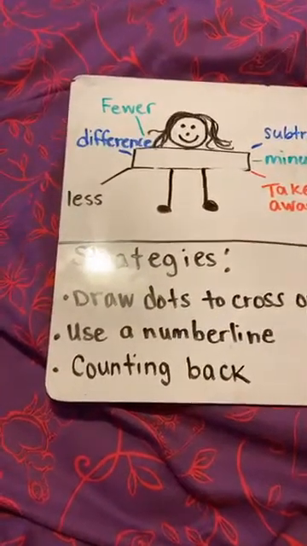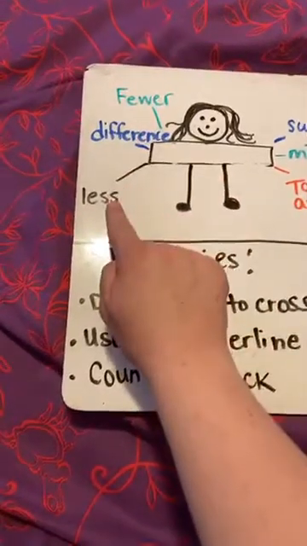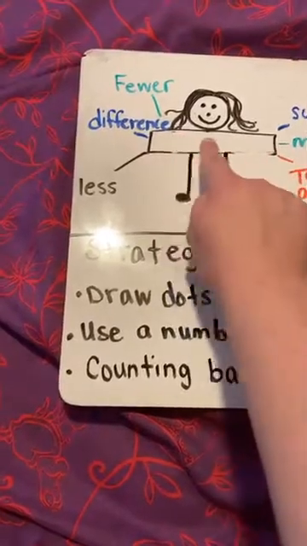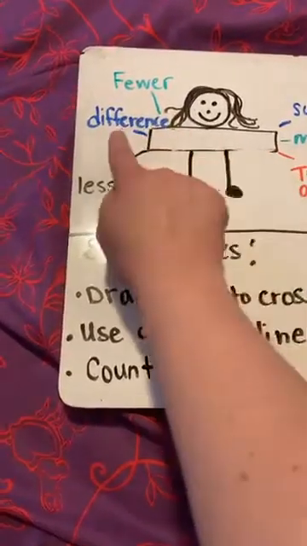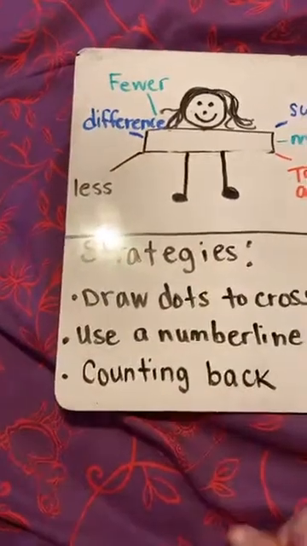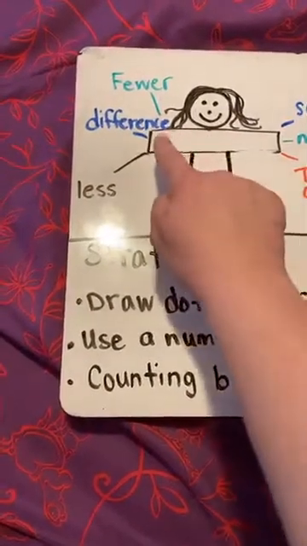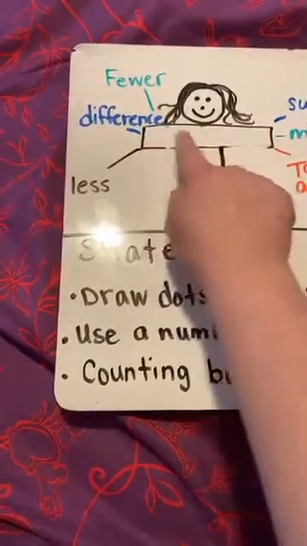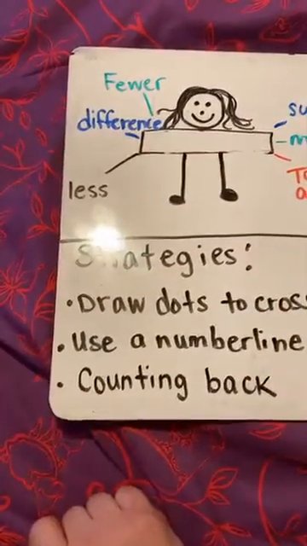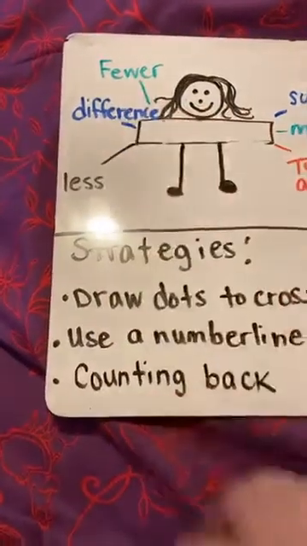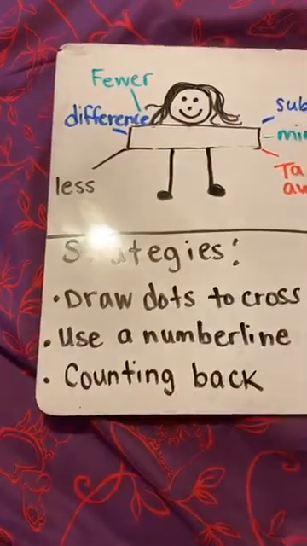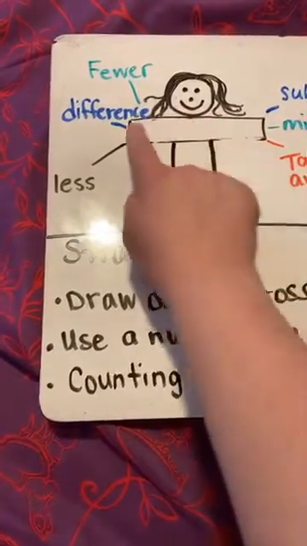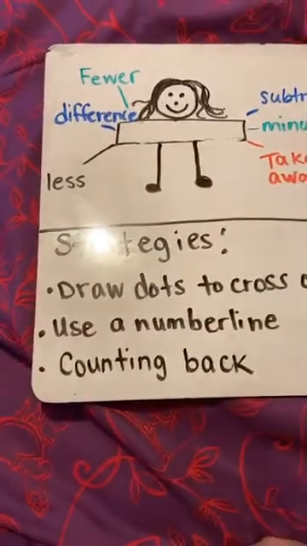You might also see in story problems the word less. That still means that we subtract or take away or minus. You might also see, find the difference. We know that we're going to subtract or take away or minus. You might also see the word fewer. How many fewer butterflies were in the sky? You have to subtract, take away, minus. Okay, you have to use that.